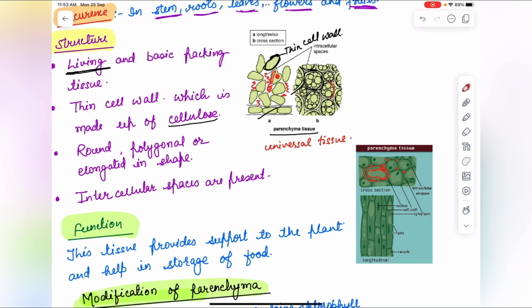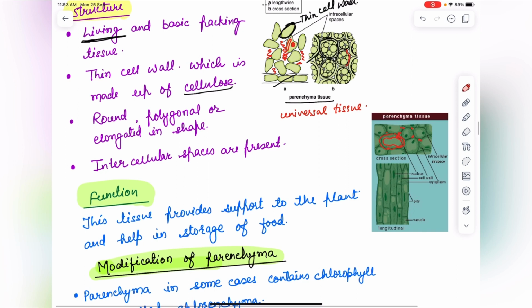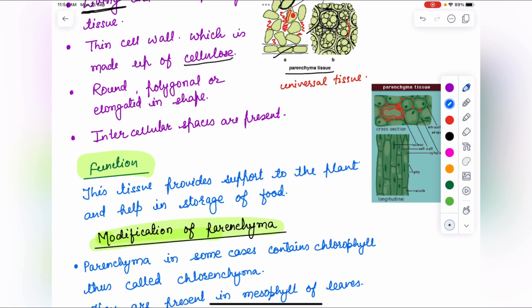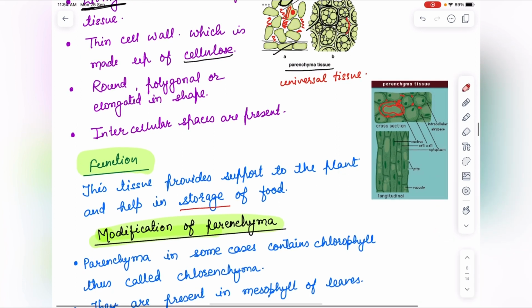Now we'll see what the function is. These tissues provide support to the plant and help in the storage of food. So this tissue will provide support to the plant and help in the storage of food.